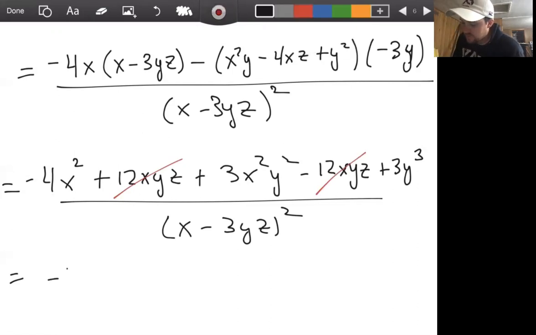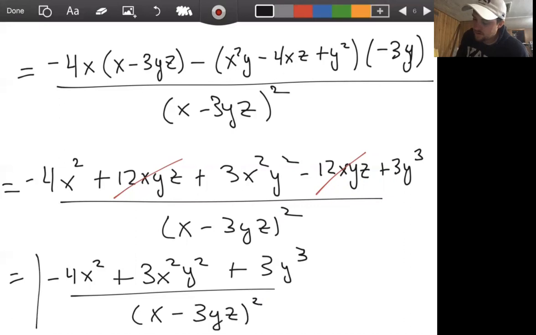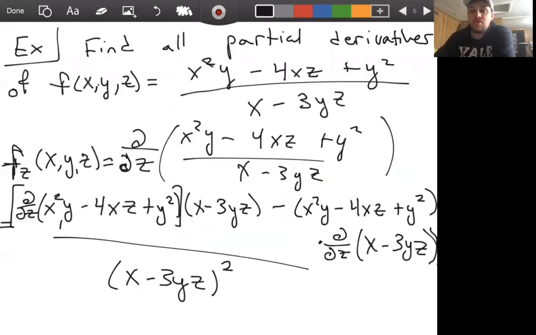So the partial derivative with respect to z is negative 4x squared plus 3x squared y squared plus 3y cubed all over (x minus 3yz) quantity squared. So notice that calculating partial derivatives, even with treating other variables as constant, can still be a bit tedious, but it's very good to get familiar and comfortable with calculating partial derivatives of some more complicated functions, right?